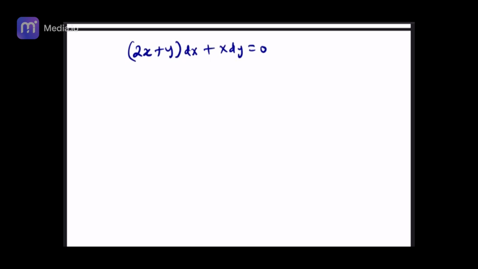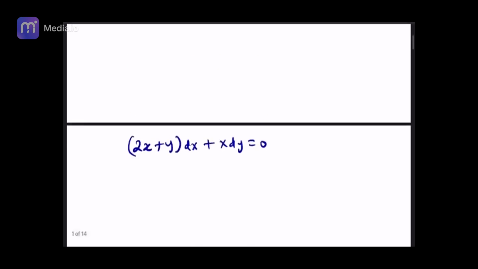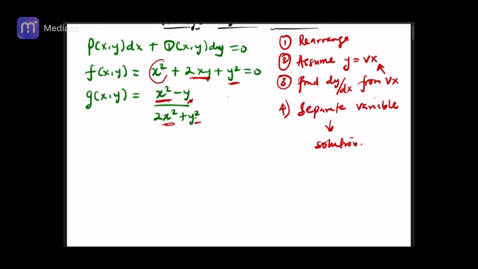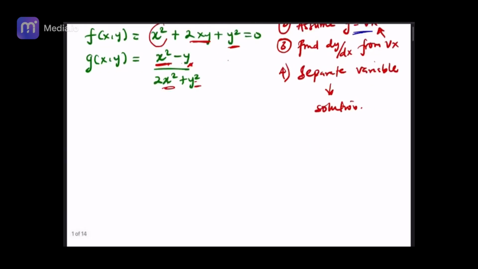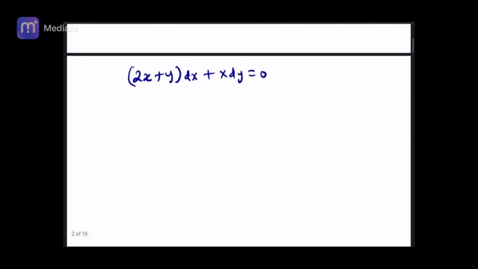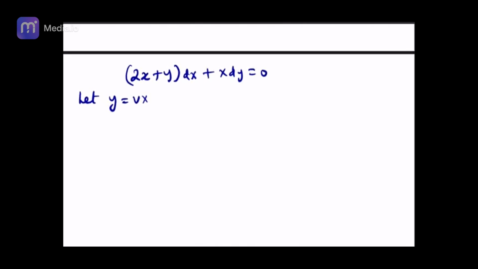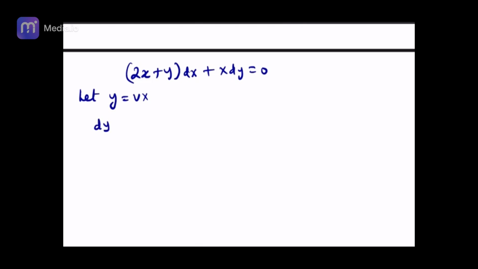If you look at it, we find out that all the powers of the variables are the same all through. Therefore, we make the first assumption. We can rearrange if we want, we can leave it if we don't. Then we can assume that y = vx. So the first thing is to let y = vx. Therefore, we can use the product rule to find dy/dx. We say dy = v dx + x dv.